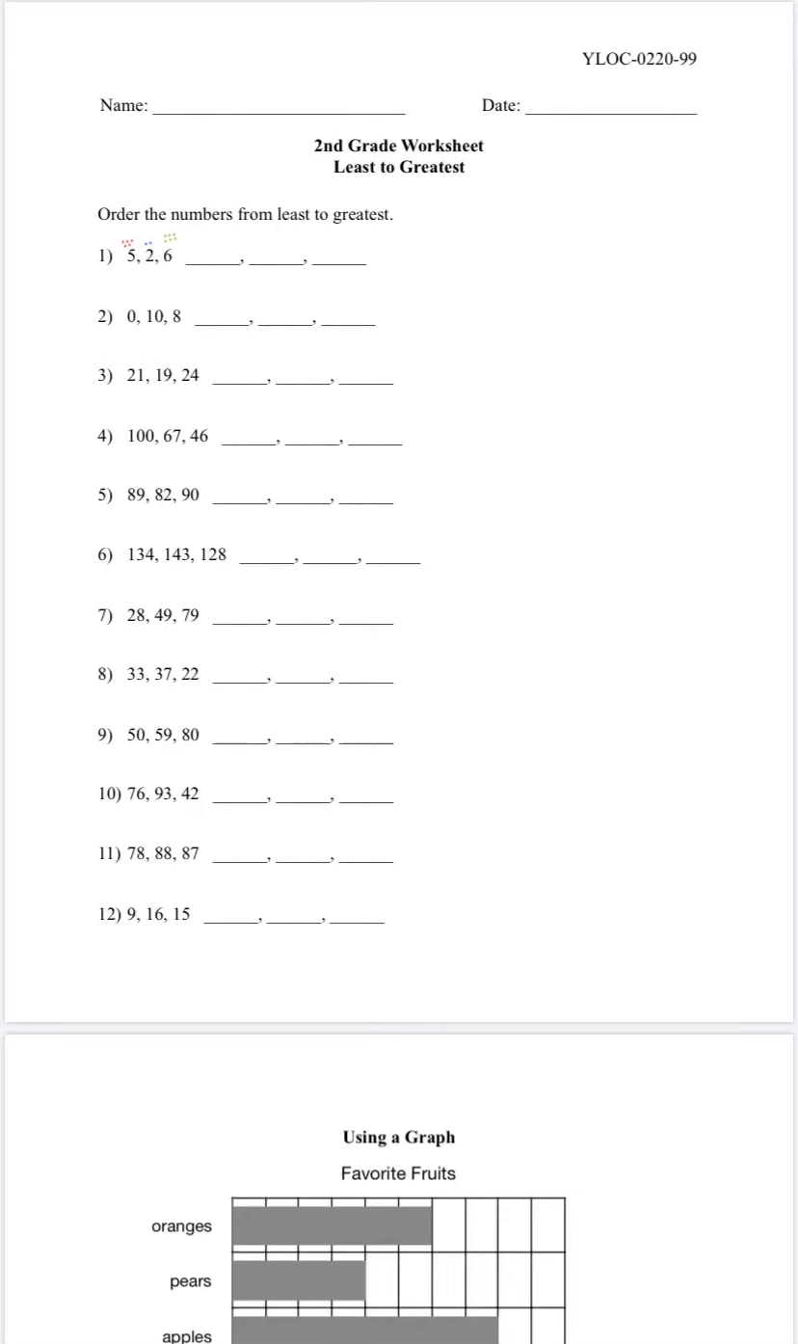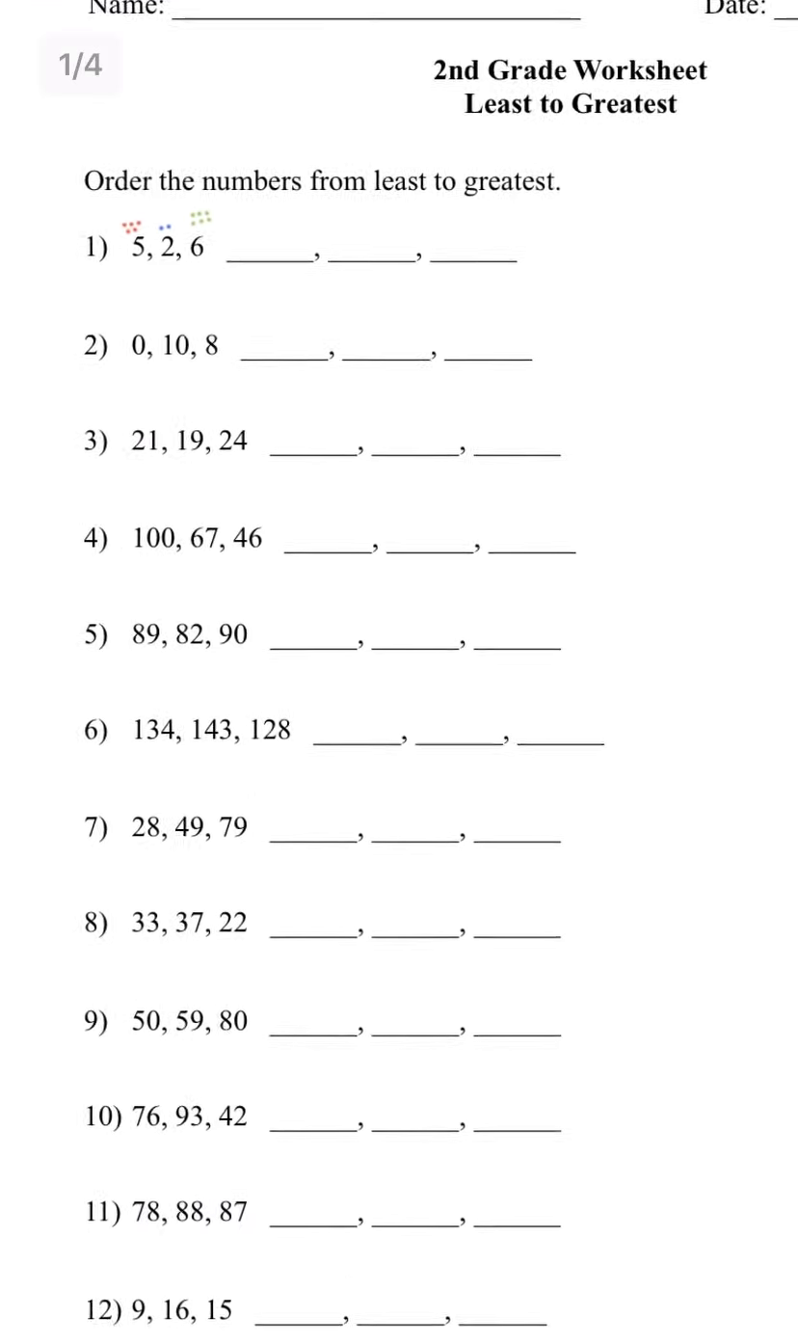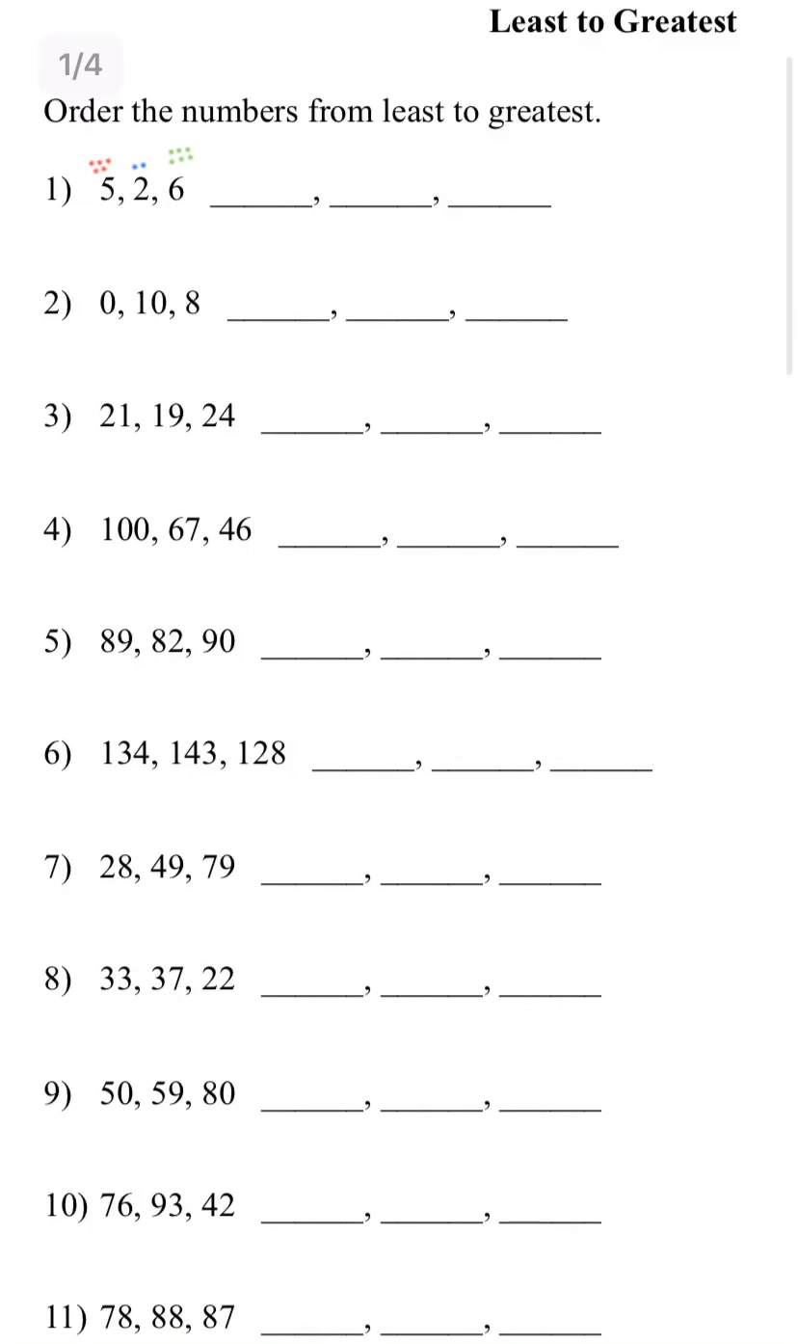Hi, today we're going to start with ordering the numbers from least to greatest. So let's try number 1. Number 1, we have 3 numbers: 5, 2, and 6. So when we count, we say 1, 2, so 2, and then 3 for 5, and then 6. So 6 is the biggest number.